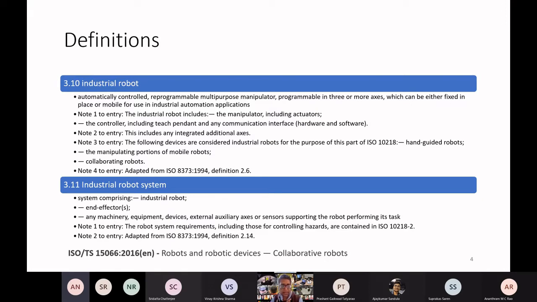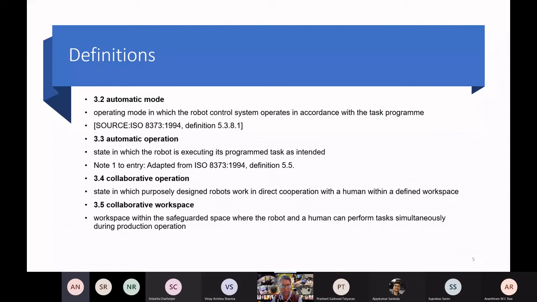Similarly, the ISO standard also defined various modes of operation, like automatic mode, where the robot control system operates in accordance with the task program, and collaborative operation, in which purposely designed robots work in direct cooperation with a human within a defined workspace. The collaborative workspace is the safeguarded space where the robot and the human can perform tasks simultaneously during production operation. It's important to understand that the collaborative workspace definition includes the term safeguarded space. So the space has to be safeguarded before using a collaborative robot. They also mention that the task has to be performed simultaneously.